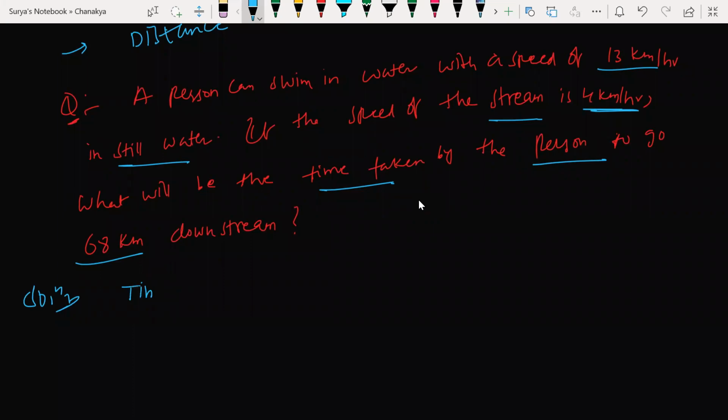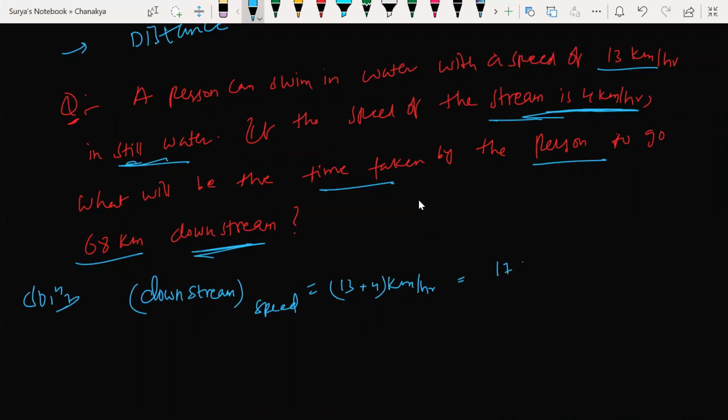Then what do we need here? Guys, tell me, time is equal to what? First, let us find out the speed. He's talking about downstream. What is the speed of the downstream? It is x plus y, or u plus v, speed in still water plus the stream. How much? 13 plus 4 kilometers. Am I correct? 17 kilometers per hour. This is the speed I got here.